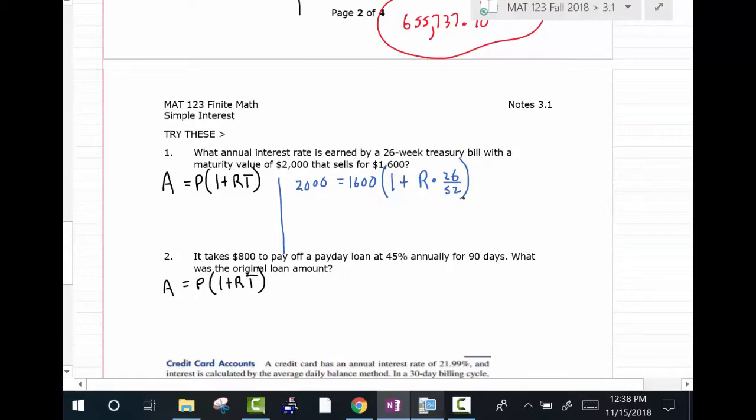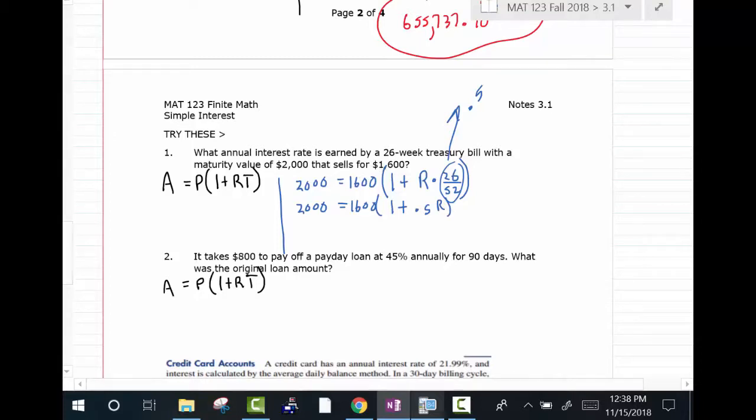Okay, so let's go ahead and look at these, make sure we're okay. Some of you had a little trouble solving the equation on the first one. Most of you did fine. What I would do on this one is just write this as 2,000 equals 1,600 times (1 plus ...), and see the 26 over 52 is 0.5. If you ended up getting decimals that continued, I'd just round to about 4 decimals.